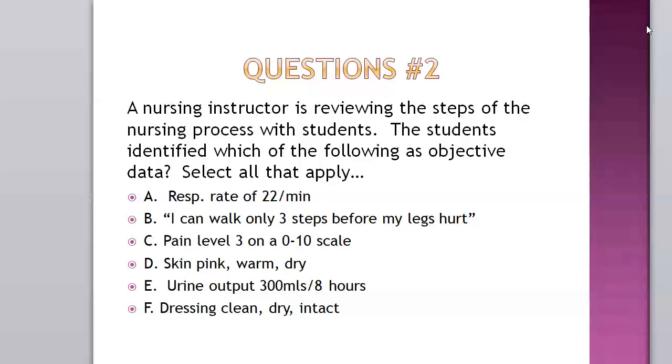And the answer to this question is A, respiratory rate of 22 per minute. D, skin pink, warm and dry. E is urine output 300 milliliters per 8 hours. And F is dressing clean, dry, and intact. This is all observable information and data from the patient.